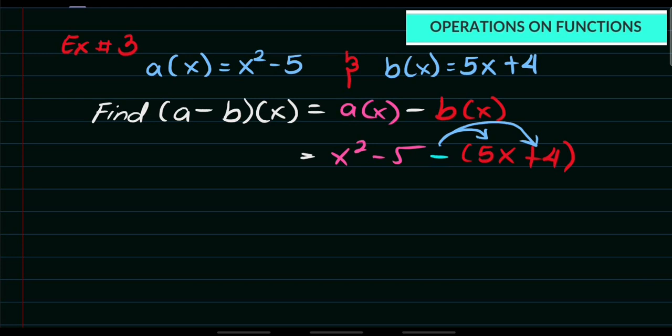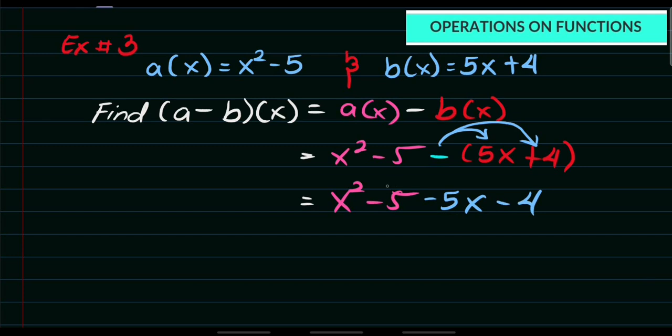Okay, so let's rewrite this given problem. It will give us x squared minus 5, and then let's distribute the negative to our subtrahend, so we have negative 5x, and then minus 4. That is one of the possible techniques we can use to avoid confusion.